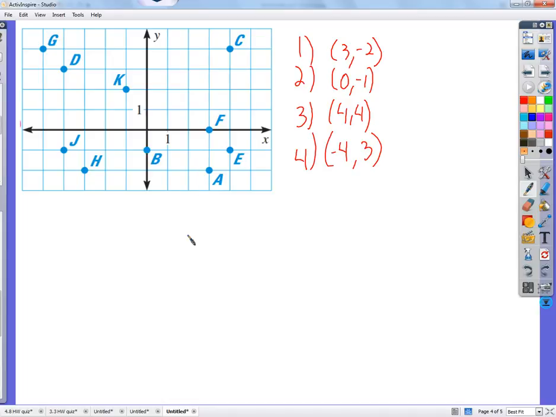Okay. So, if a problem is asking you to describe its location, that's what it's talking about. Is it the origin, x-axis, y-axis, in one of the quadrants? That's what it wants to know. Okay.